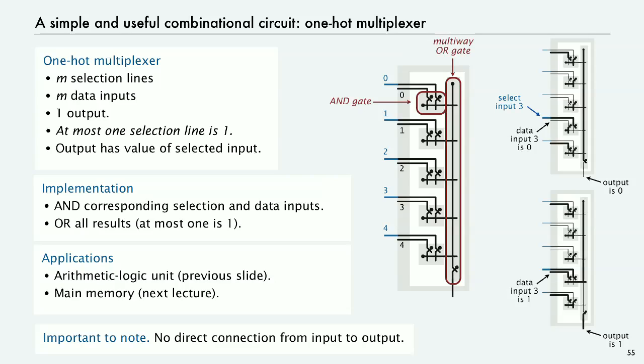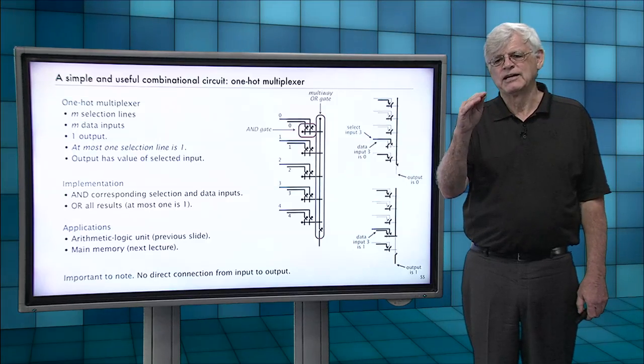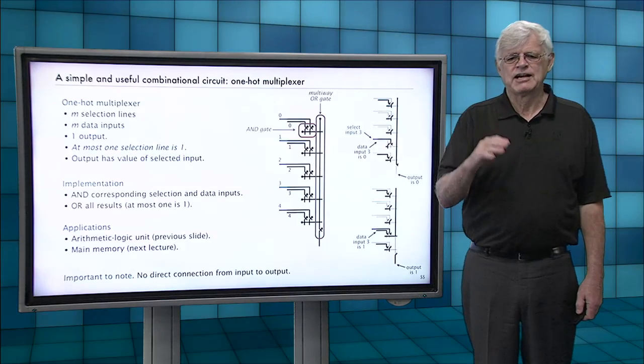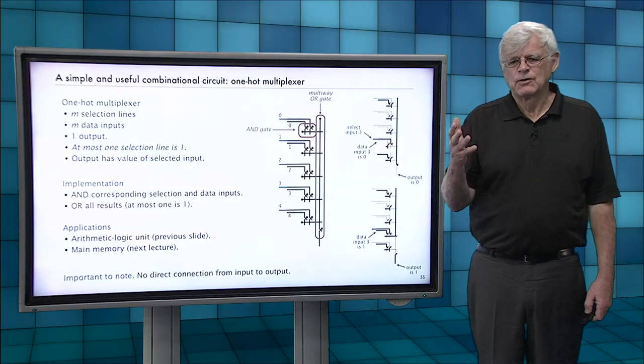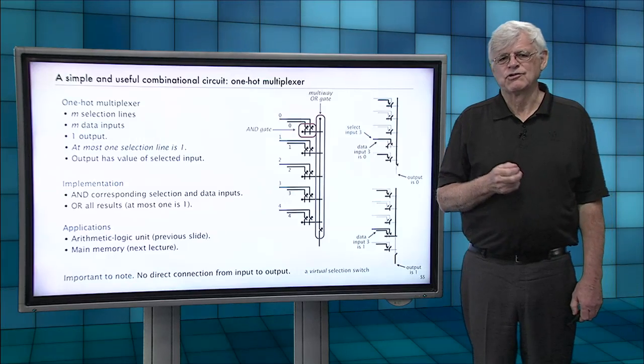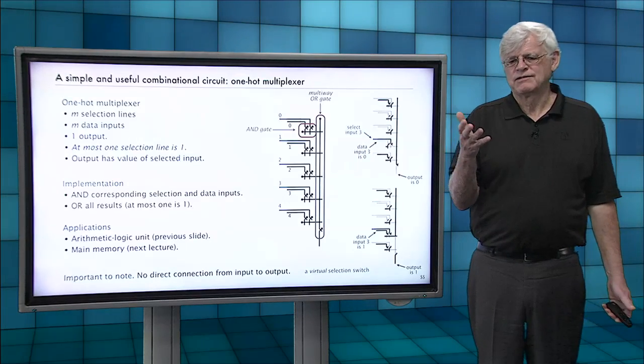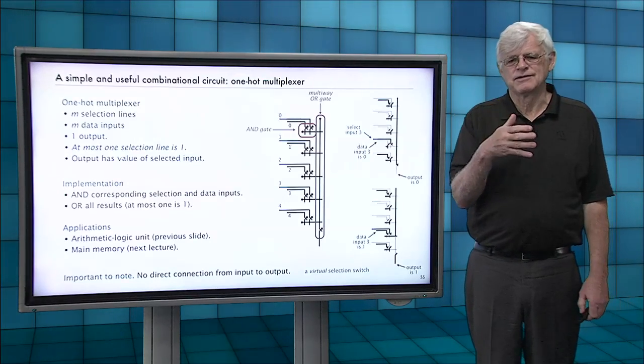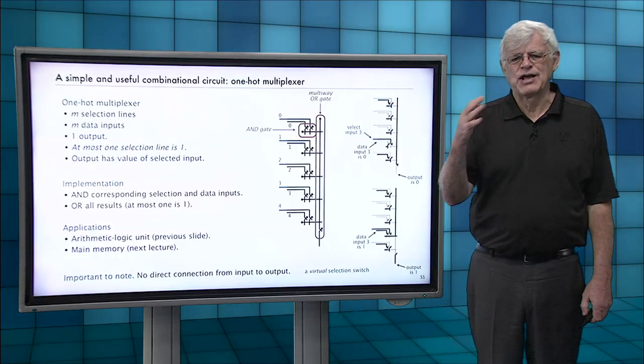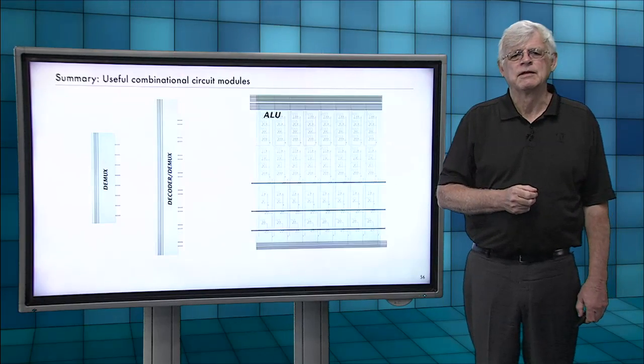Now, again, it's important to note that it seems like a switch, but it's not actually a switch. There isn't a direct connection from the input data to the output data. It's just that it has the same value. We call it a virtual selection switch. It's important to understand that because it's misleading to think that there's actually an electrical connection.